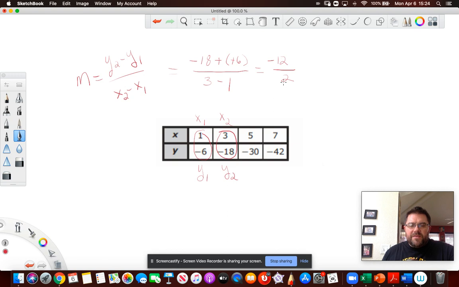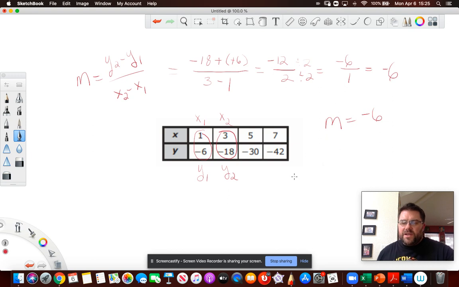And then I can simplify this. I can divide both top and bottom by 2. Negative 12 divided by 2 is negative 6. 2 divided by 2 is 1. This simplifies all the way down to negative 6. So my slope is negative 6.